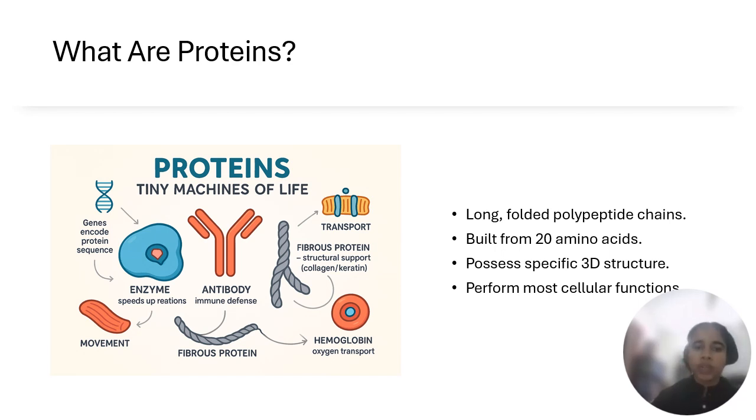And what do they do? Almost everything. Proteins can act as enzymes, they can speed up reactions. They can be antibodies fighting infections, transporters like hemoglobin to carry oxygen, structural proteins like collagen to give our body strength. That's why proteins are often called the tiny machines of life.